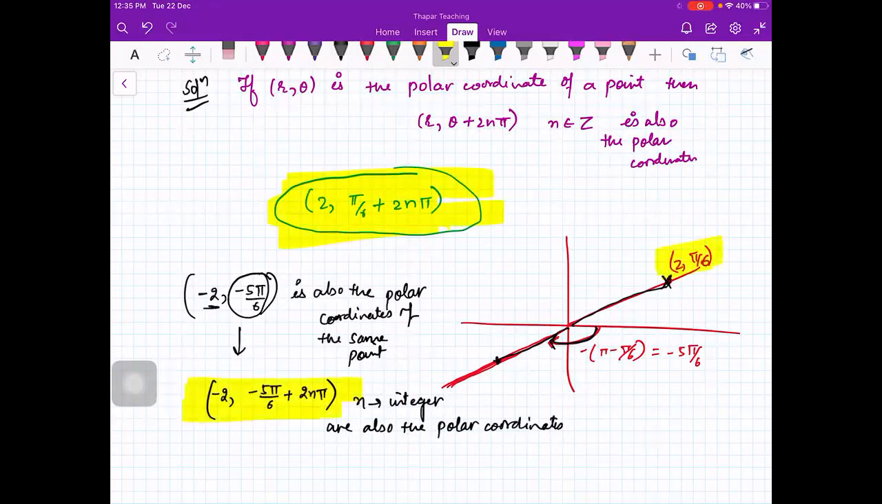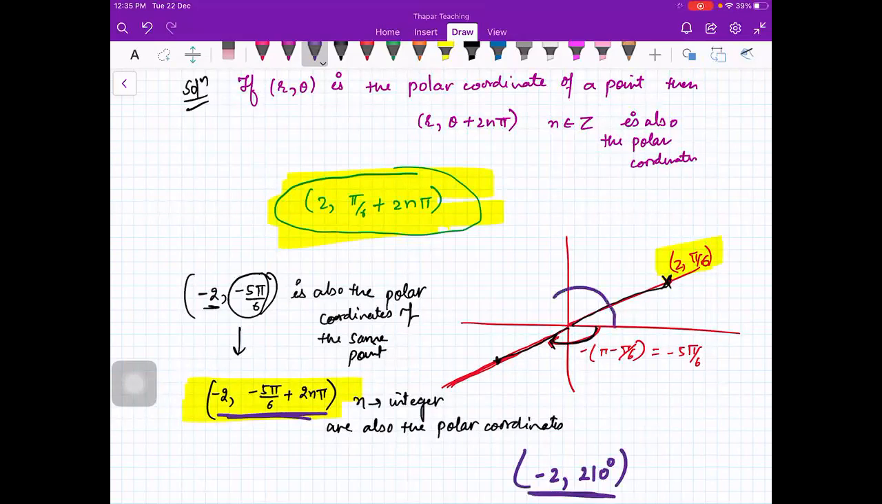Ma'am, can this not be -2 comma 210 degrees? -2 comma 210 degrees positive. Yes ma'am, positive. Yeah, that also you can take, right? That will be included here. So you can take this also, beta.